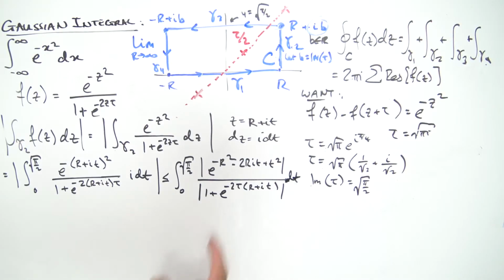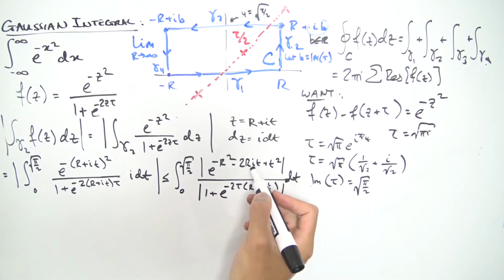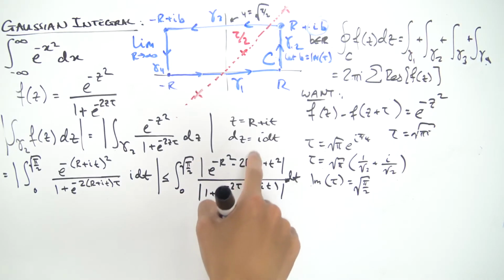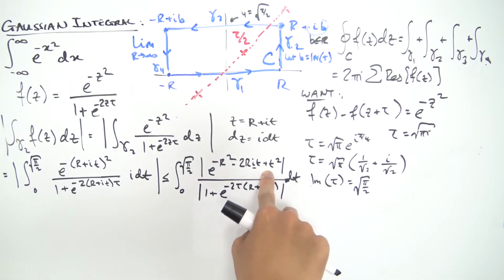Alright, and now let's use some exponential properties out here to split it up. We're going to have e^(-r^2), e^(-2rit), but notice we have an imaginary unit over here. 2 is real, r is real, t is also real, it's on this real interval. So whenever you have e to the real times i, the absolute value of that will be equal to 1, so we can kind of ignore this. And then we also have e^(t^2) over here.